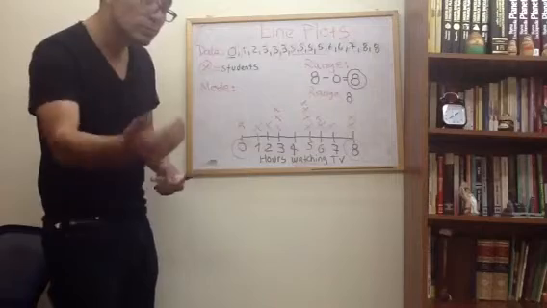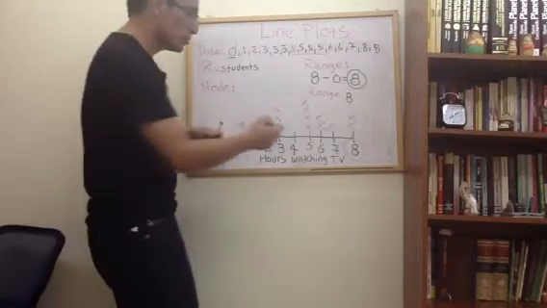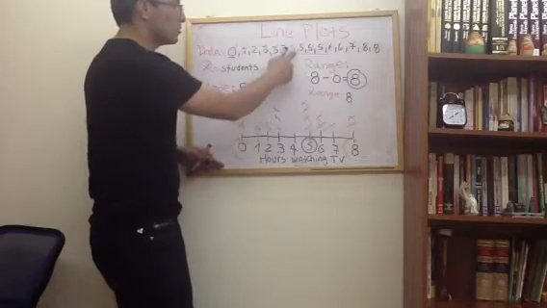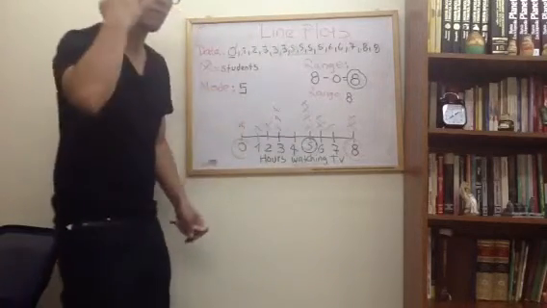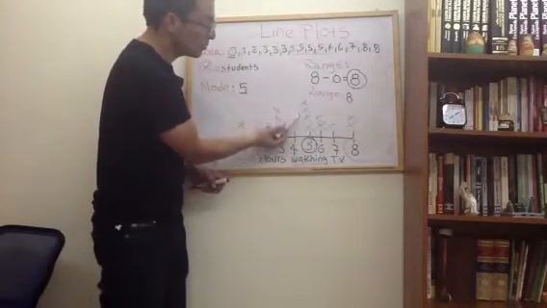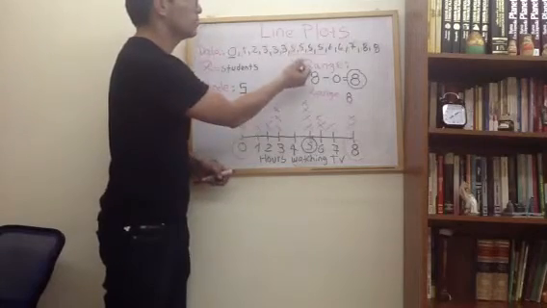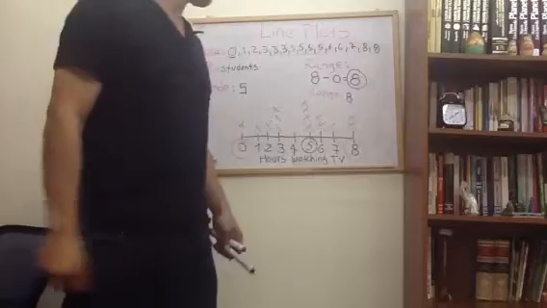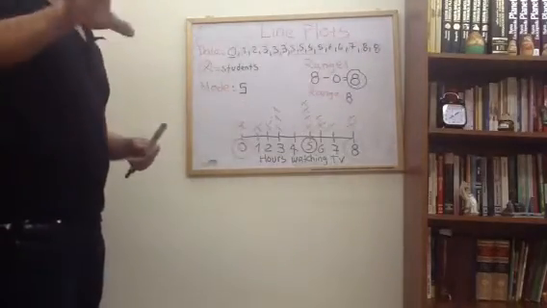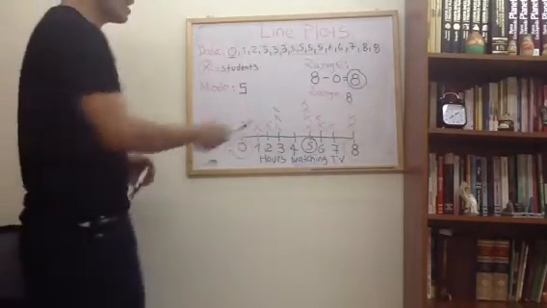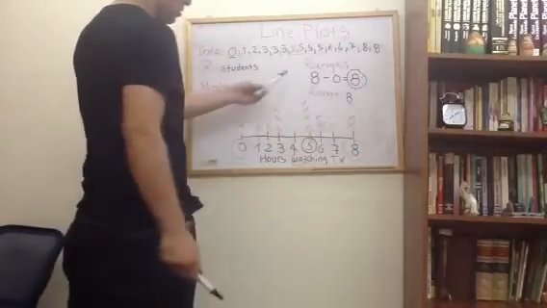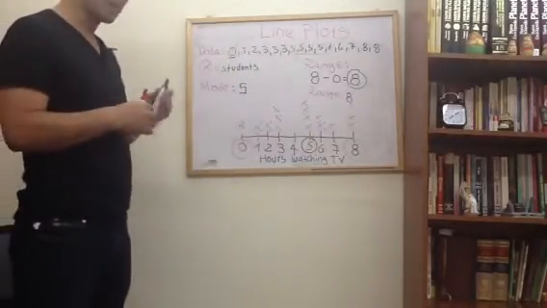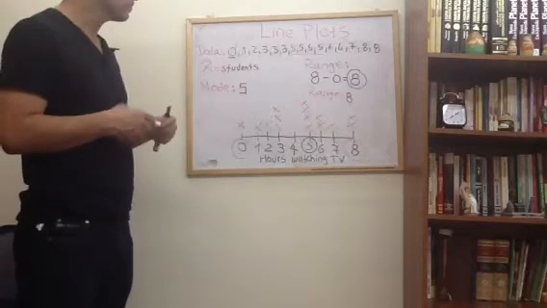So what is the mode? The mode is 5, because 5 repeats 4 times. Look, 1, 2, 3, 4. Okay? It is the number that repeats more often. So at this point of the exercise, we already have the range and the mode as well. Alright? Any question? Alright.